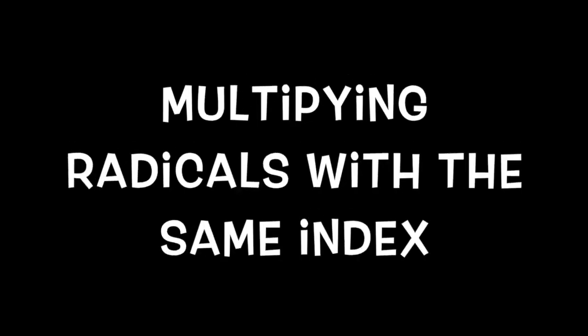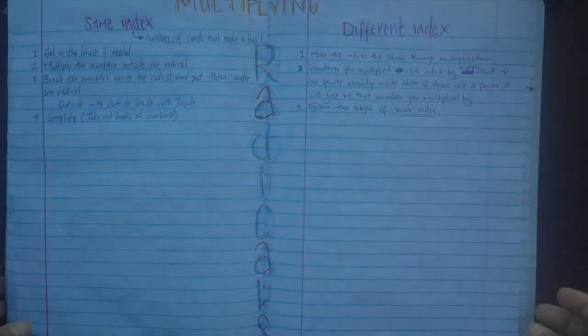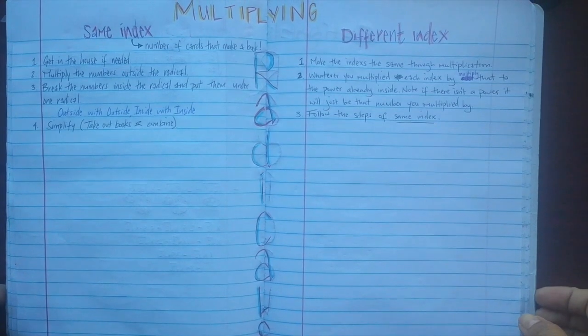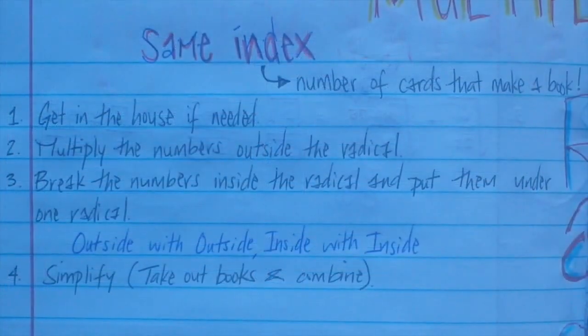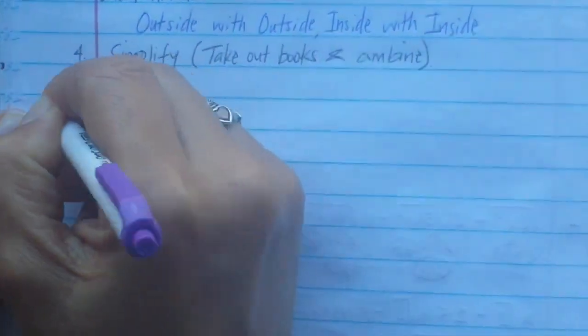All right, we're going to take a look at multiplying radicals with the same index. So these will be the notes for the same index. You're going to pause the video and copy that down. All right, so let's take a look at an example.